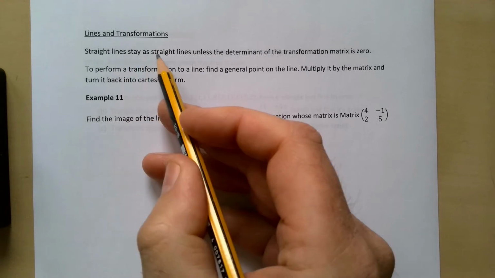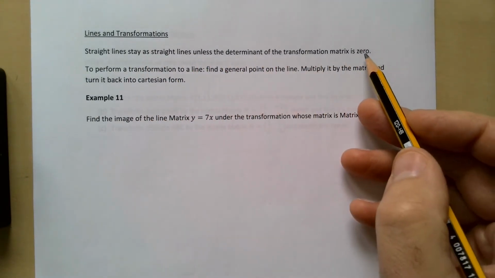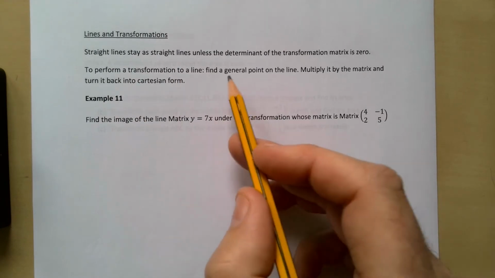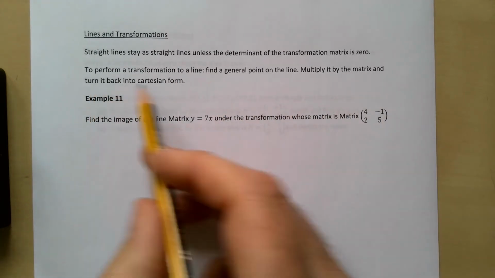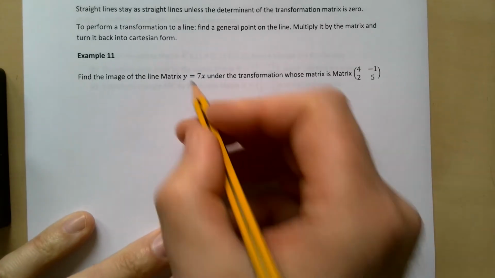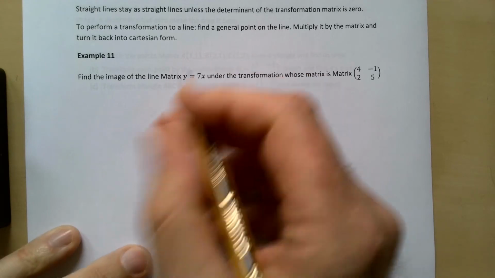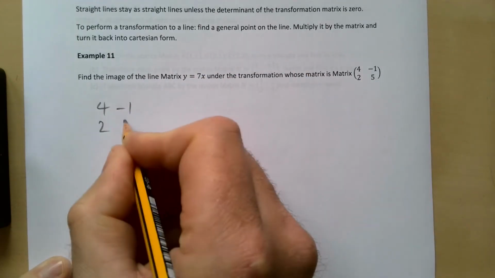So straight lines stay as straight lines unless the determinant of the transformation matrix is 0. To perform a transformation on a line, find a general point on the line, multiply it by the matrix and turn it back into Cartesian form. Cartesian form, of course, is in terms of x and y. So if we find a general point here for this, and it's the matrix (4, -1; 2, 5).